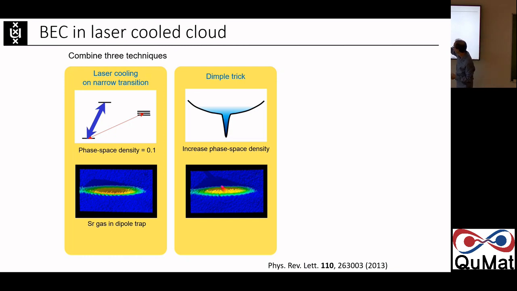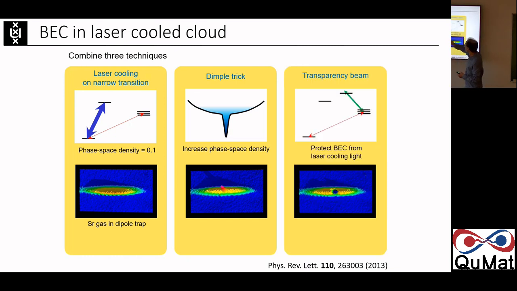So we need to somehow protect the central region to get a BEC, and we can do this with a trick. We call it the transparency beam trick. We send yet another laser beam onto the centermost part of our cloud. This laser beam dresses the optically excited state of the laser cooling transition. It just shifts it away in energy enormously, by 10 megahertz, which is really big compared to the 7 kilohertz linewidth of the laser cooling transition. So atoms that are exposed to this transparency beam light cannot absorb laser cooling photons anymore.